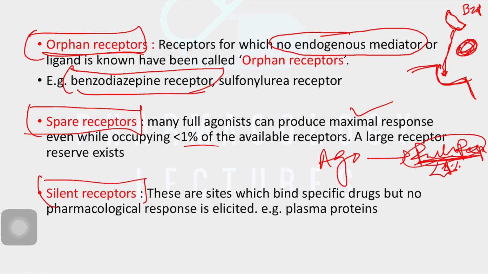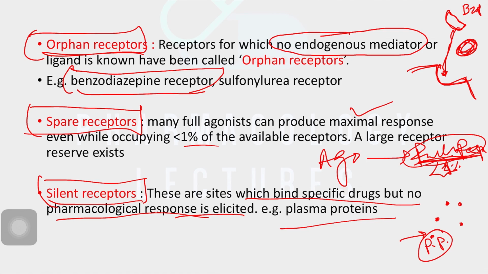What are silent receptors? They are more of a ligand. Silent receptors are those sites or receptors where a drug binds, but no pharmacological response is elicited. For example, plasma proteins. We have seen there are plasma proteins in the blood which bind some of the drugs. Drugs bind to those plasma proteins, and they only act as a reservoir. They don't produce any kind of pharmacological response in the body. So they are only acting as a site of binding, and these are called silent receptors. So these are a few of the short questions that can be asked in your examinations.